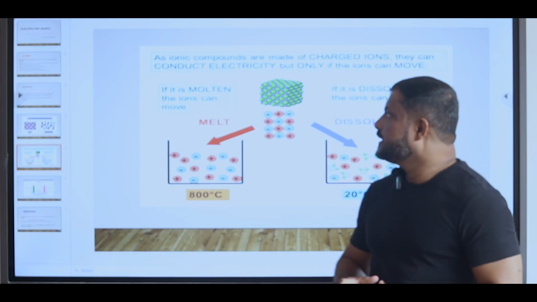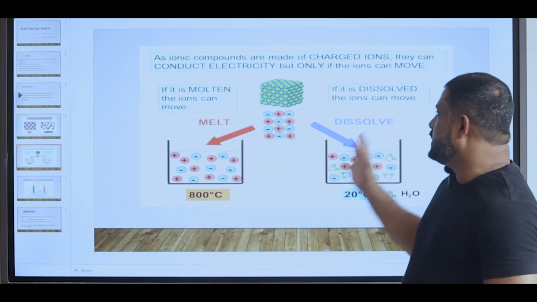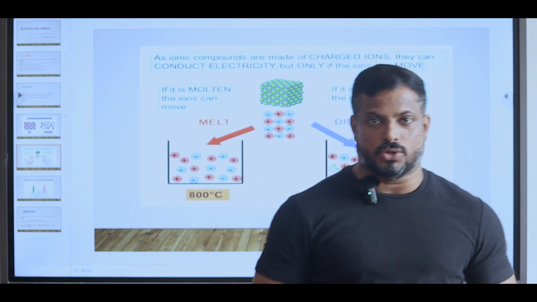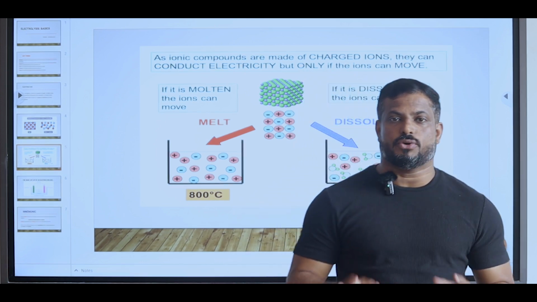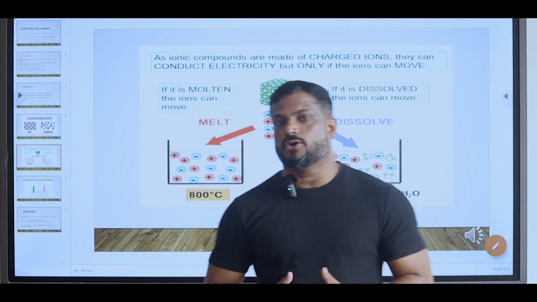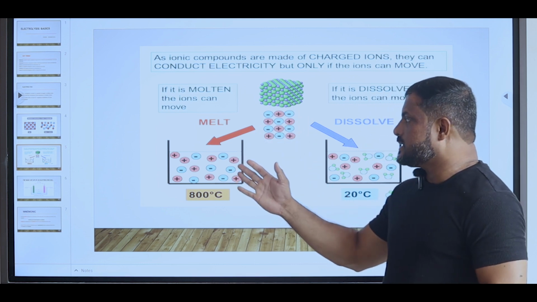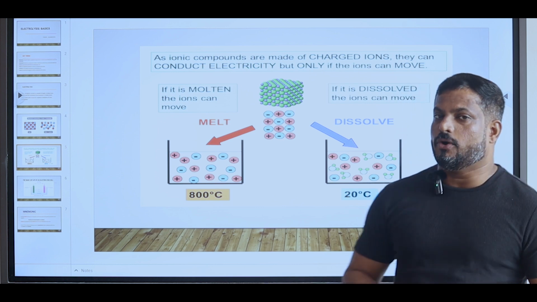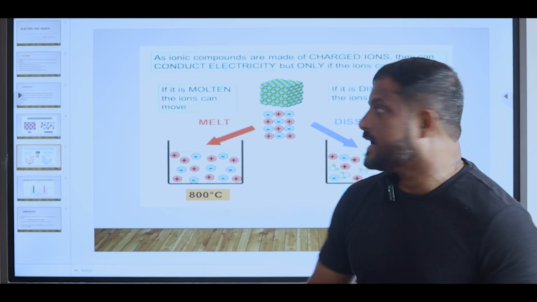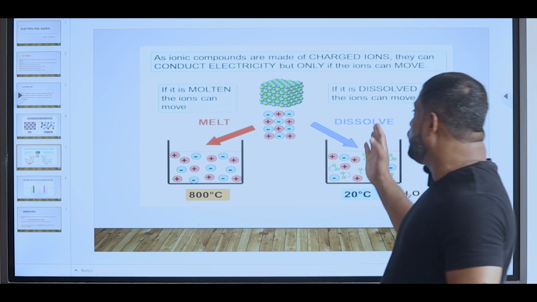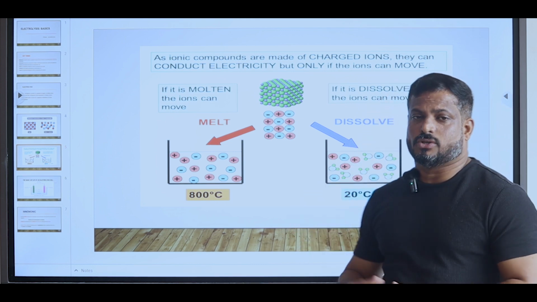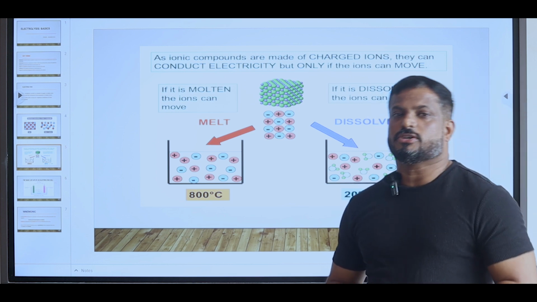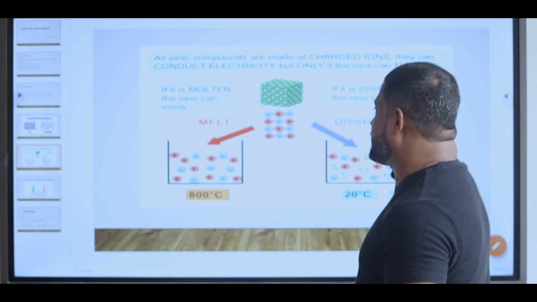Now look at this case. Molten and dissolved state. Normally an ionic compound in solid state does not conduct electricity at all, because there are no free ions. The ions are firmly arranged in a regular crystal lattice. When it is melted, free ions are there in the molten form. Because of the presence of these free ions, they conduct electricity. And when it is dissolved in water or any solvent, free ions are there. Because of these free ions, they conduct electricity.